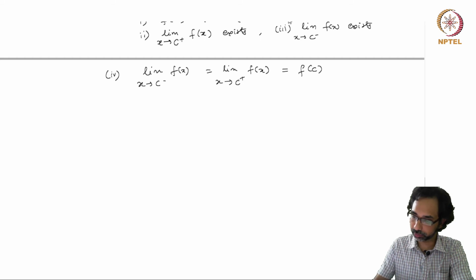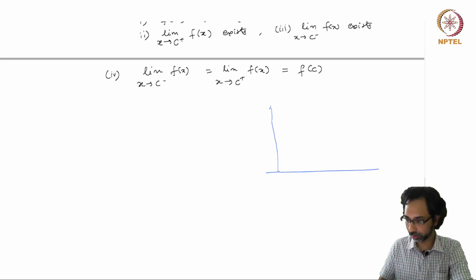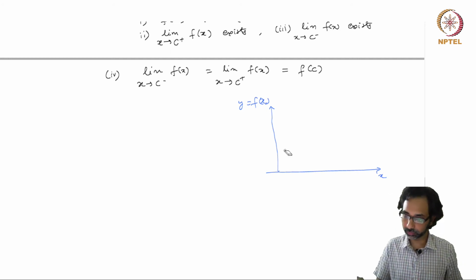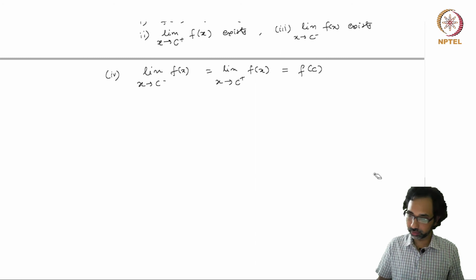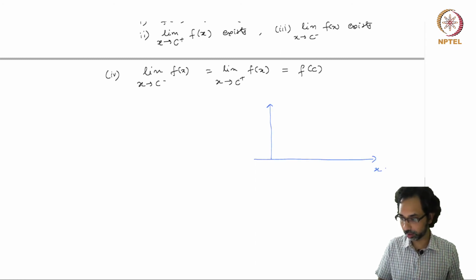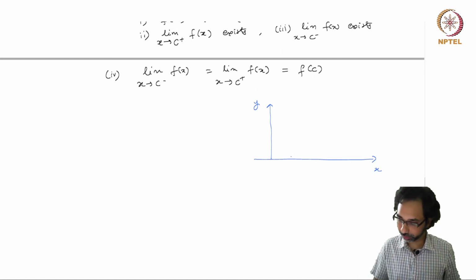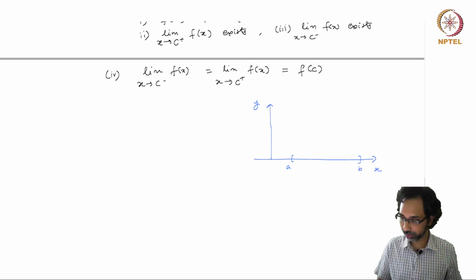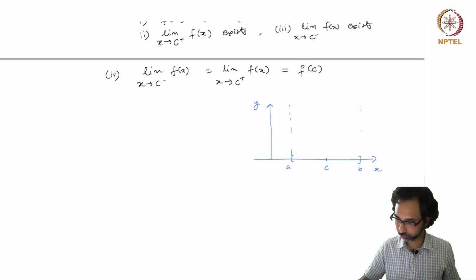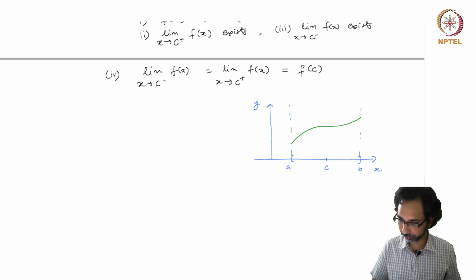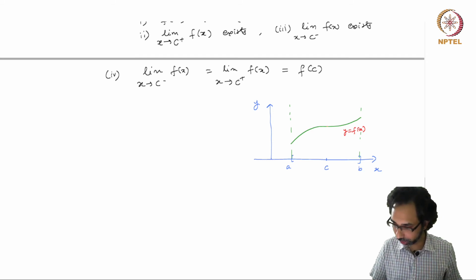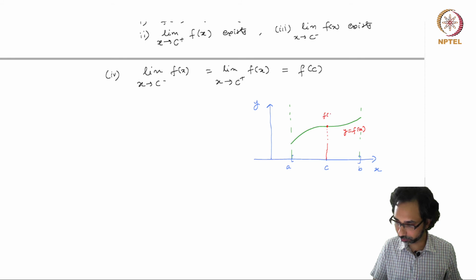So graphically, let me draw a picture. This is x, this is f(x), y equal to f(x). Now suppose that here is your a, here is your b, and you are considering some point c in between, and your function looks something like this. This is y equal to f(x). Now at c we have this value f(c).